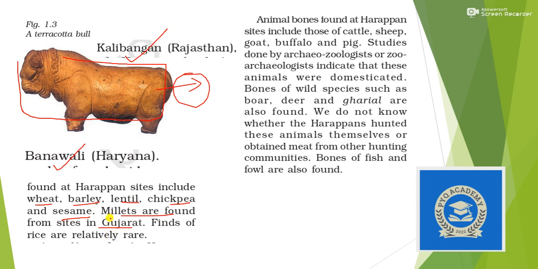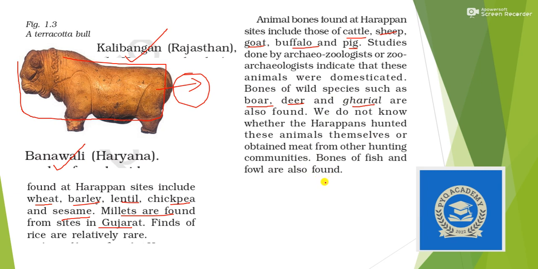So this can confuse you, that millets were also found in sites in Rajasthan. Just remember this. Another important thing is that animal bones found at Harappan sites were of cattle, sheep, goat, buffalo, and pig. So a statement can be made that the pig was not present, but this suggests that the pig was also present. Other animals like boar, deer, and gharial were also present. In this way they can frame statements and confuse you.